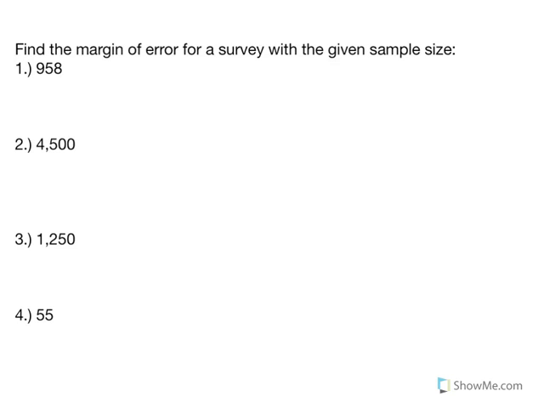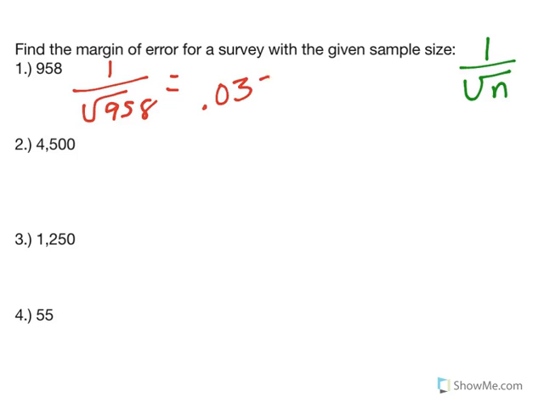All right, welcome to just a little bit more work on polls and margin of error. The first thing we're going to do is find the margin of error for a survey with a given sample size. Remember, to find this, we want to take 1 over the square root of the sample size. So in number 1, we would take 1 over the square root of 958, which would give us 0.032, which is 3.2%. Go ahead and try the other three, and then come back, check your answers, make sure you're getting the right decimals and percents.